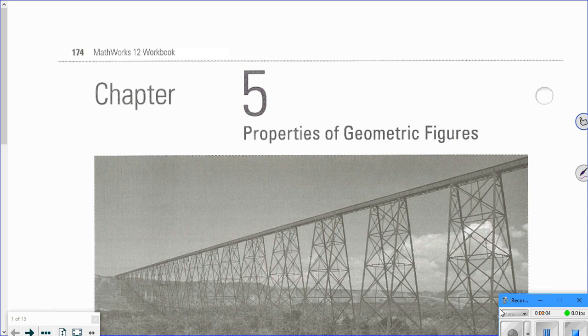Okay, so we're going to do chapter 5 next, and we're going to start with 5.1. So chapter 5 is properties of geometric figures. So we're looking at triangles again, but not just triangles, other geometric figures as well. The nice thing about this is it starts with right triangles, which you guys already know how to do, so this should be fairly easy to start with.